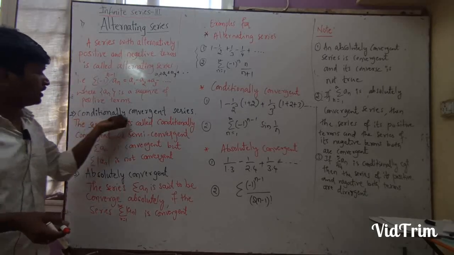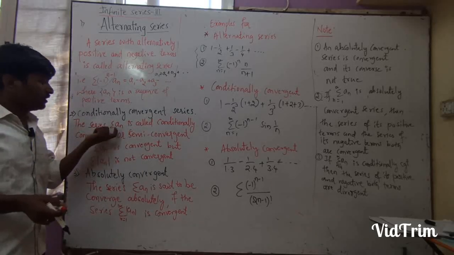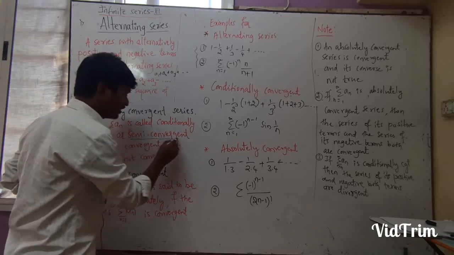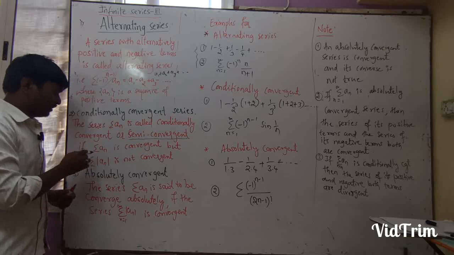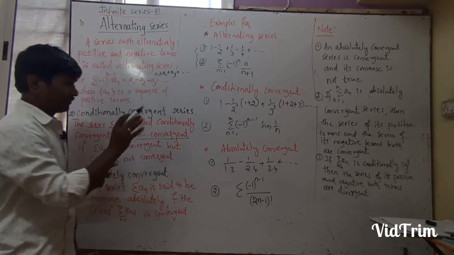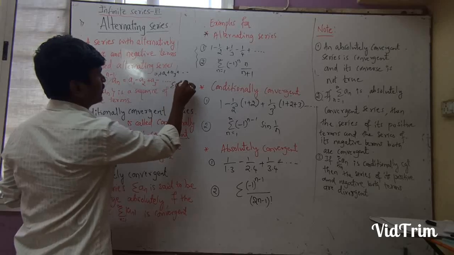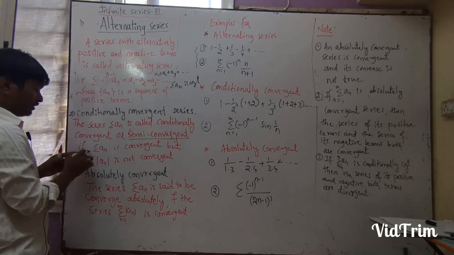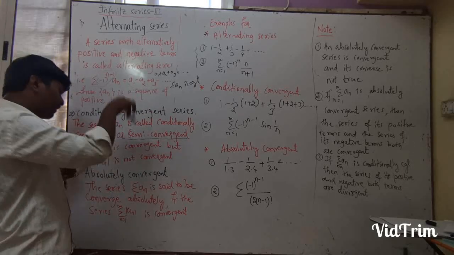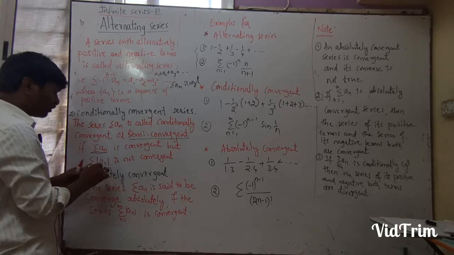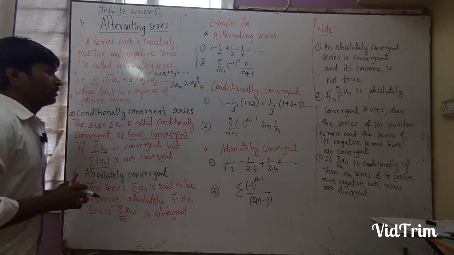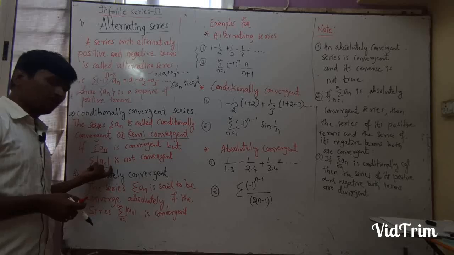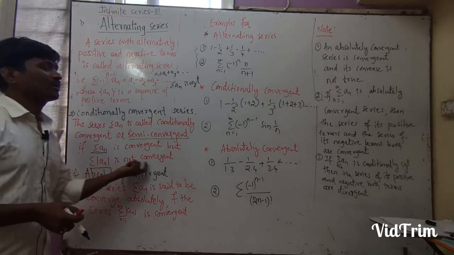Next, the conditionally convergent series. The series summation of an is called conditionally convergent or semi-convergent if summation of an is convergent but summation of modulus of an is not convergent. Remember the word here: the summation of the positive terms, modulus of an, is not convergent.